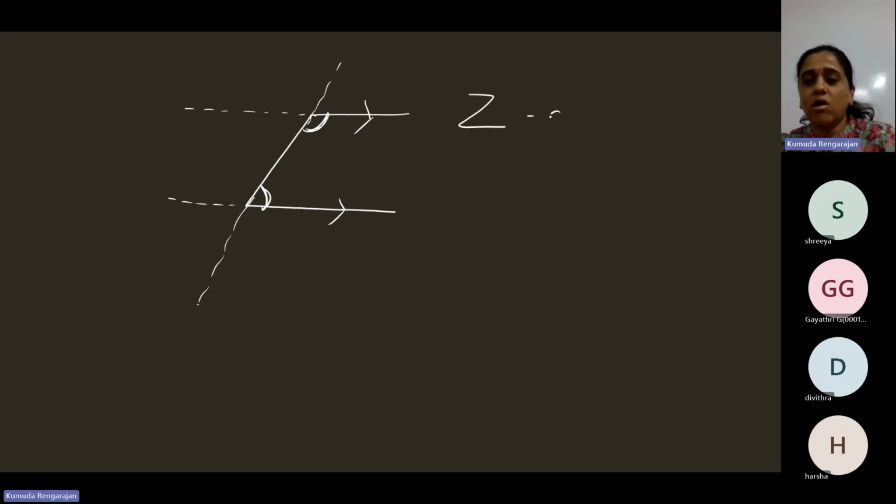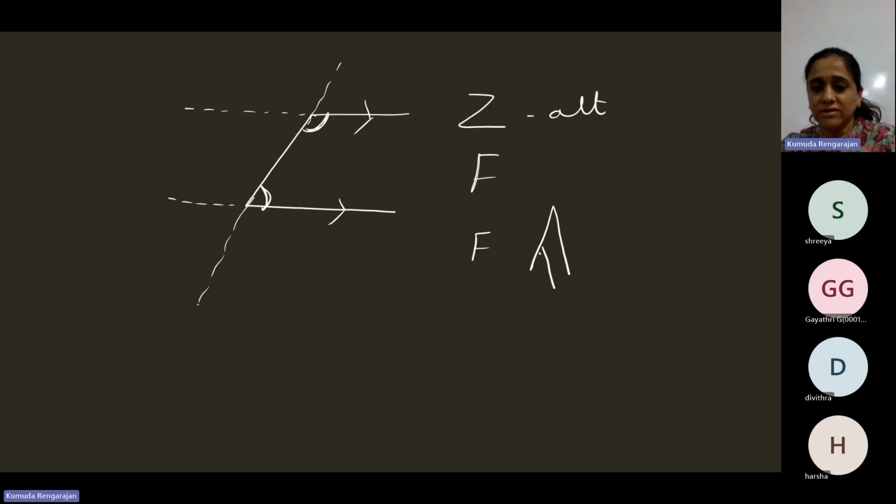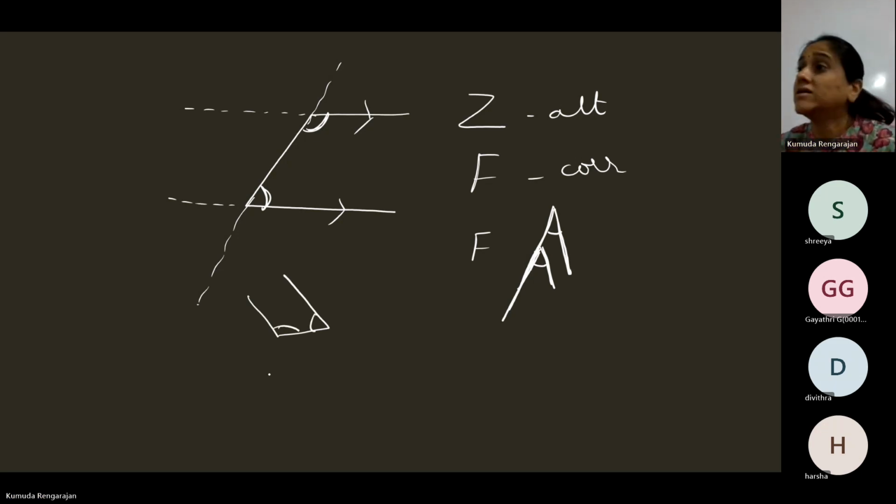The Z is for alternate interior angles. F is for corresponding angles; it need not be a perfect F. It can be like this also. These are the two parallel lines. This is the transversal. These are corresponding angles. So F is for corresponding angles and C is for co-interior angles. You rotate C, you can get a U also. Here and here are allied angles or co-interior angles.